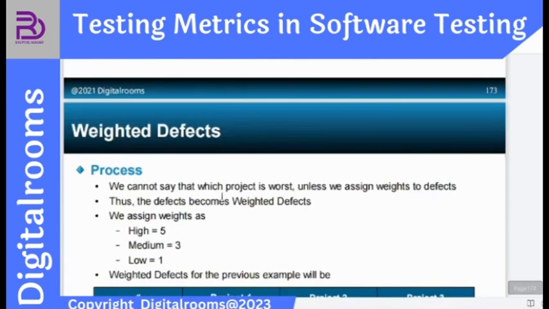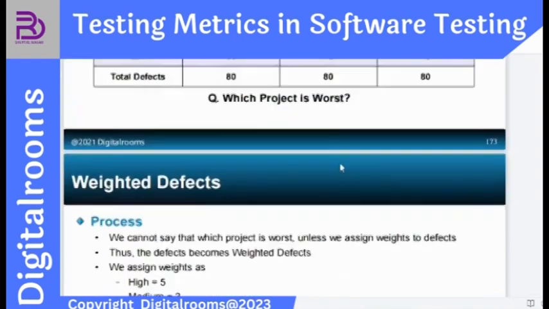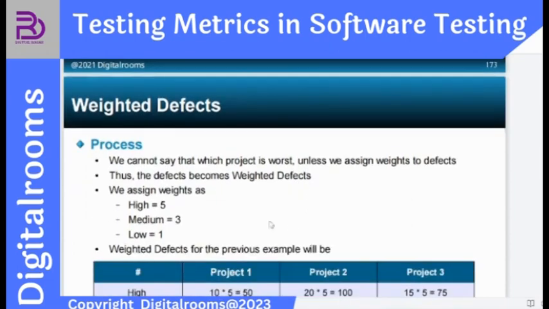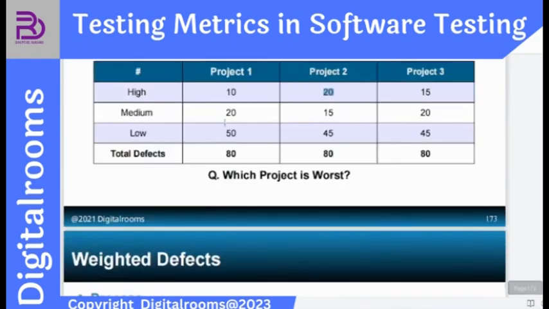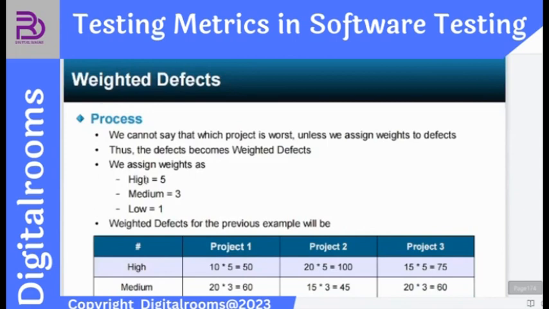Now we will be talking about the weightage of the defects. We cannot say which project was worse from this, can we? No. Unless we assign a weightage to the defect, then the defect becomes a weightage defect. With high, low and medium, we can't figure it out, right? So for that we need to give some number to that.